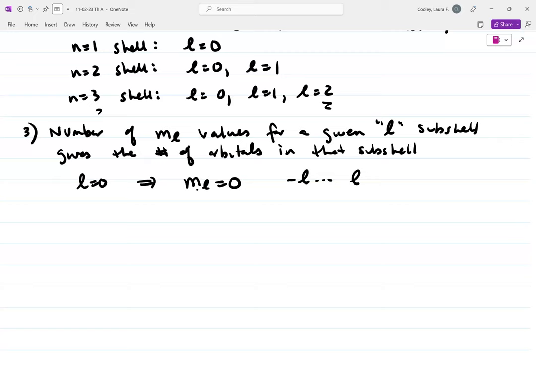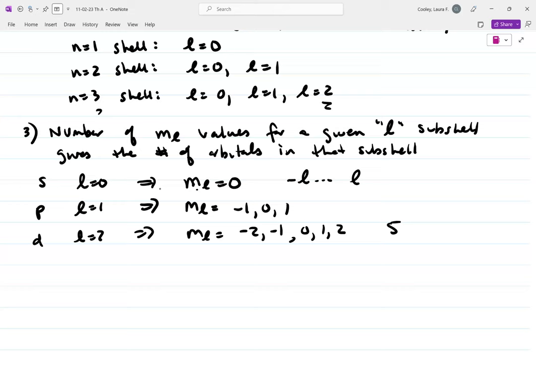For l equals zero, this is s. For l equals one, m sub l is negative one, zero, one, so there are three orbitals in the p subshell. For d, I've told you this already, it's negative two, negative one, zero, one, two, so there are five. Okay, this is just giving the number of orbitals.